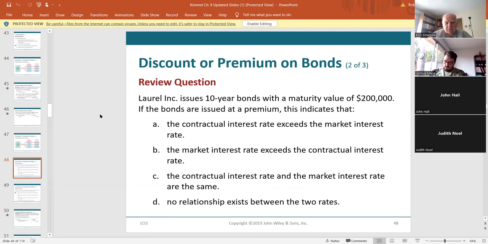Review question. Laurel issues 10-year bonds, maturity of 200,000. If the bonds are issued at a premium, this tells me that the interest rate we're paying is more than the market. Yeah, it should be A if there's a God in heaven, okay? The contractual interest rate exceeds the market. We are getting more money because we're paying more than the market. That's called a premium.